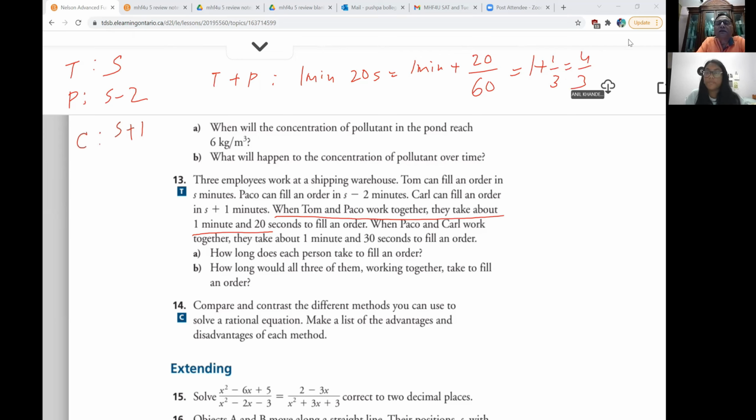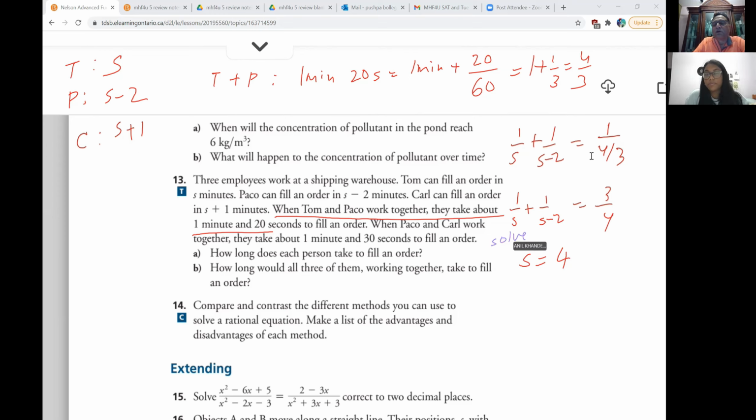Perfect. Now we can write this in the form of an equation as 1 over S plus 1 over S minus 2 equals 1 over 4 over 3, right? Or 1 over S plus 1 over S minus 2 equals 3 over 4. We can actually cross multiply and solve it, right? Did you solve and get the answer? What was the value of S? S is 4. So I'll just check the answer, okay? So solve, and what you get is 4.